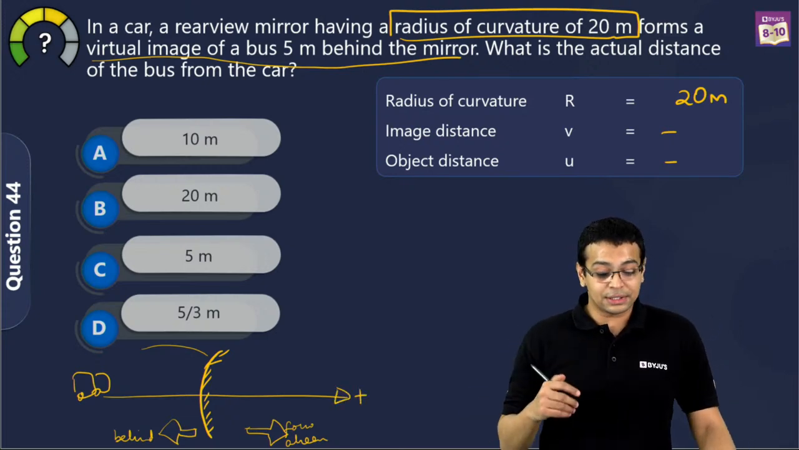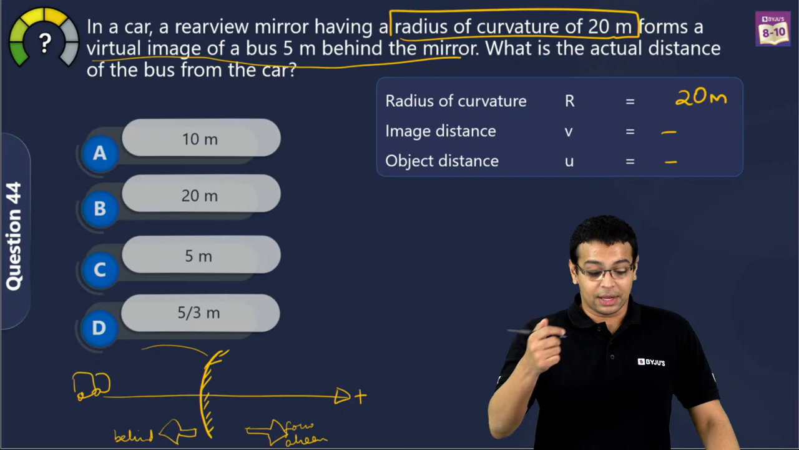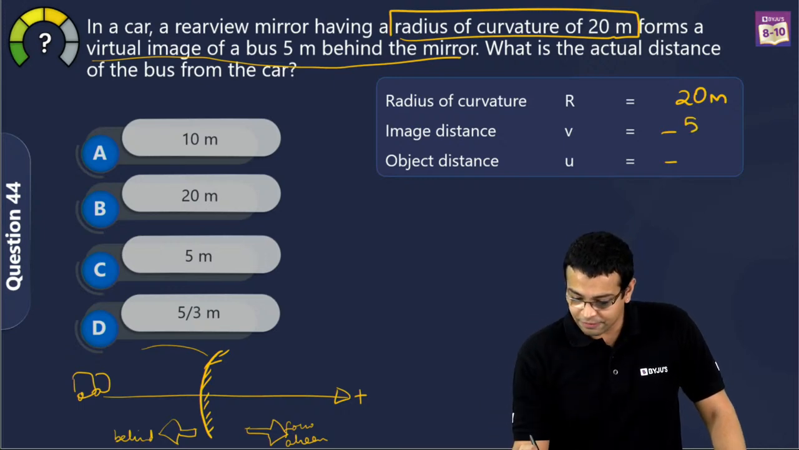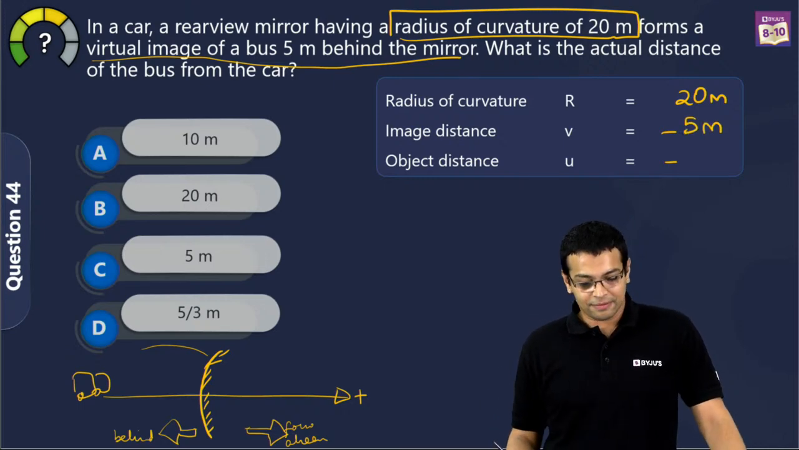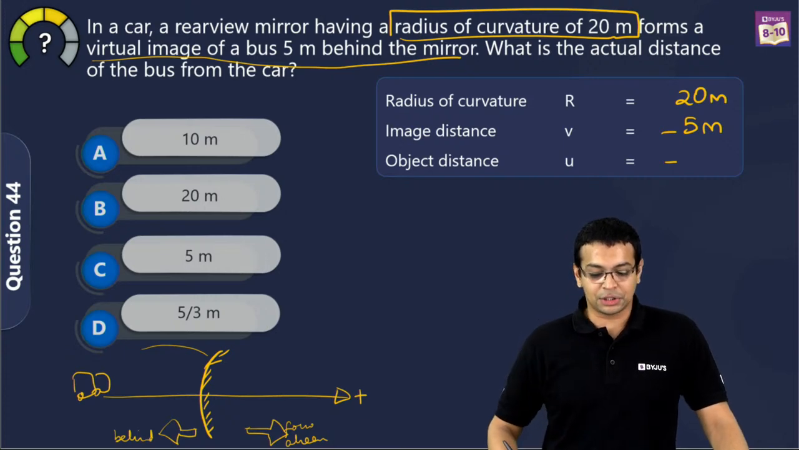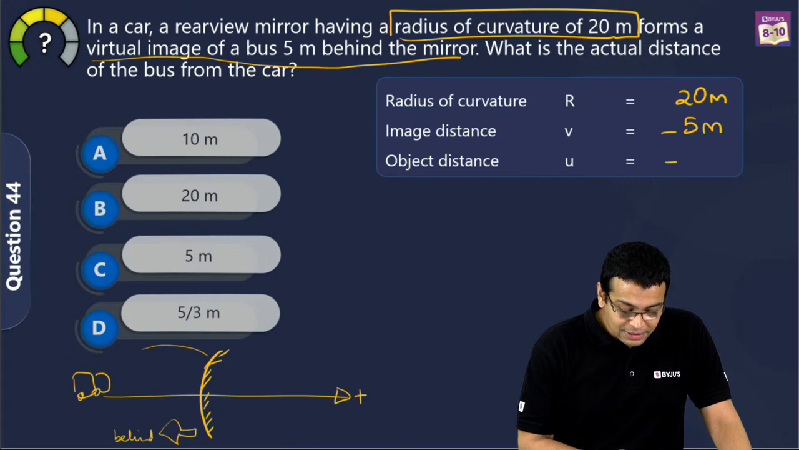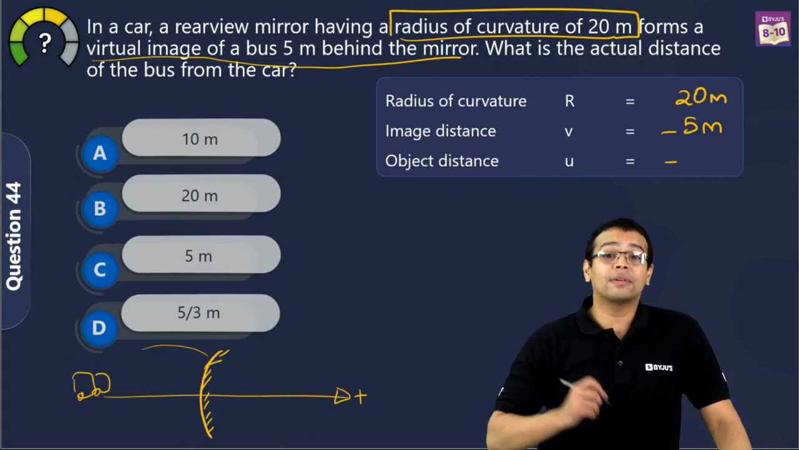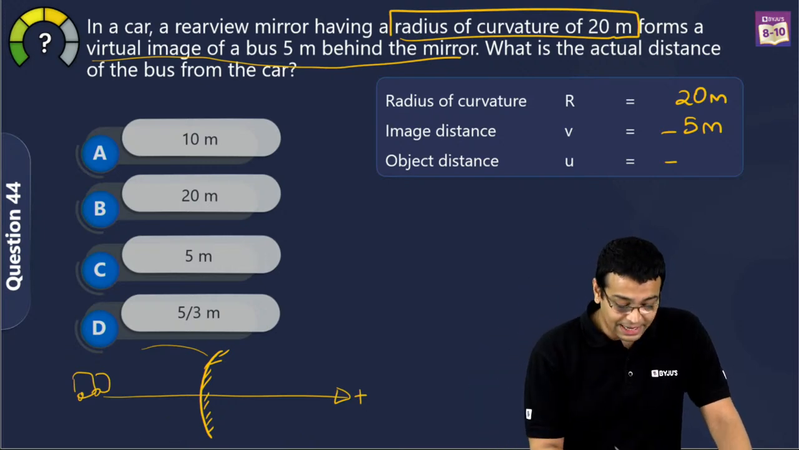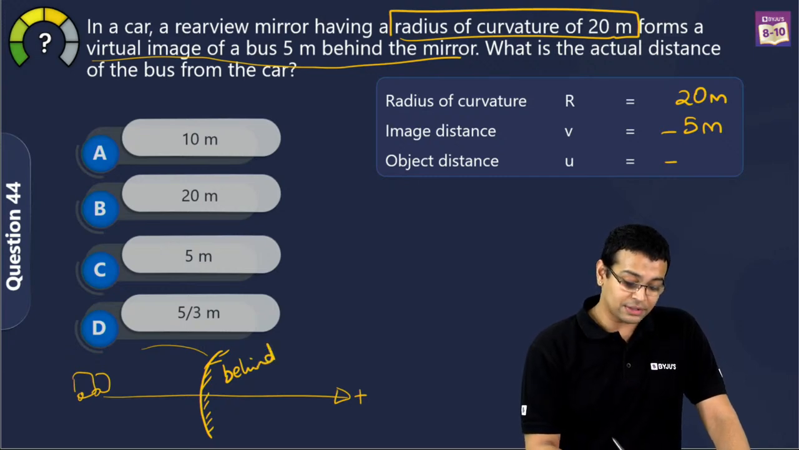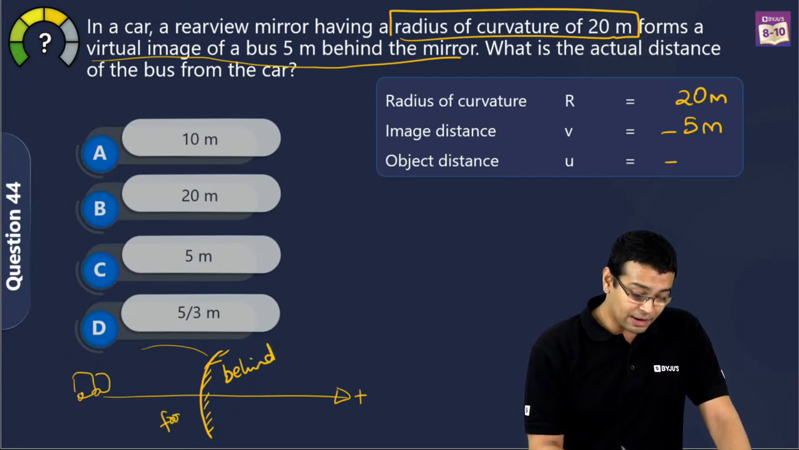What is the actual distance of the bus from the car? But it's already given to us. This is 5, right? Negative 5. Is it negative 5? Think about it. What is virtual image behind the mirror? Mirror is not like a lens. Whatever is on the painted side, that is behind the mirror. Whatever is on the reflected side is front of the mirror.